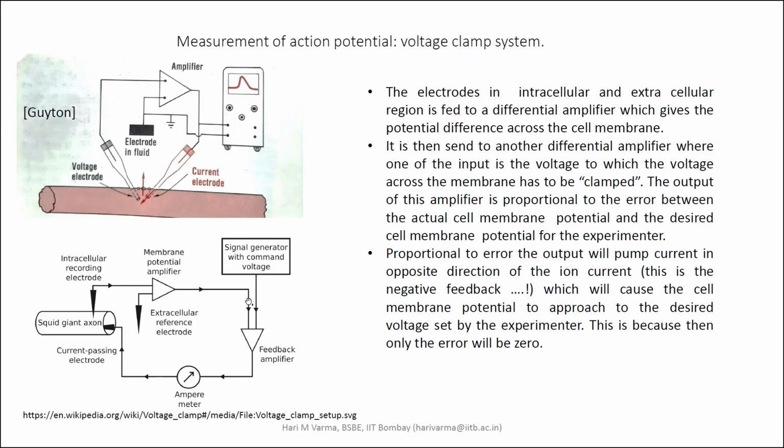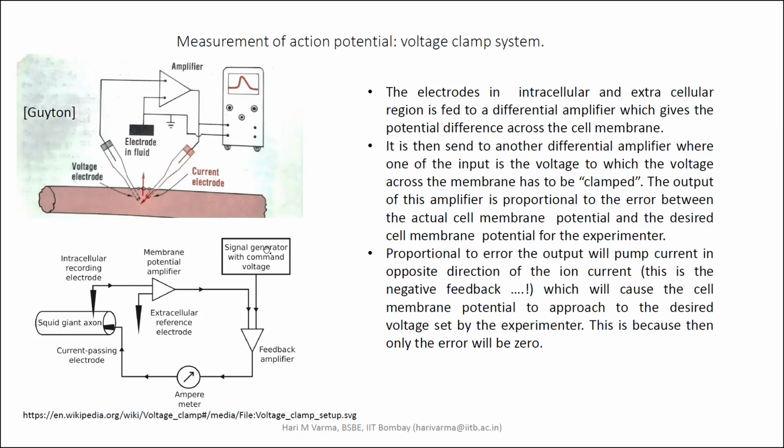Now we are going to put it into another differential amplifier, and I will put the voltage that I would like to have between these two probes. So I would like to have a potential difference between these two probes, which will be set here. For example, I want a potential difference of minus 30 millivolt between these two. That means between extracellular and intracellular. If you want to have that, essentially we can put that value in this one.